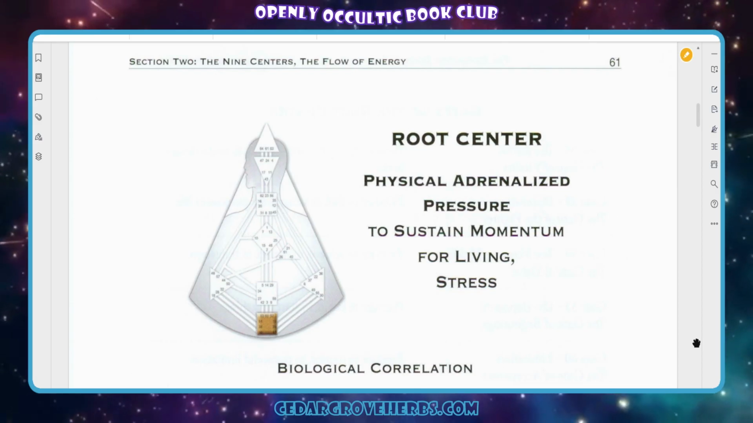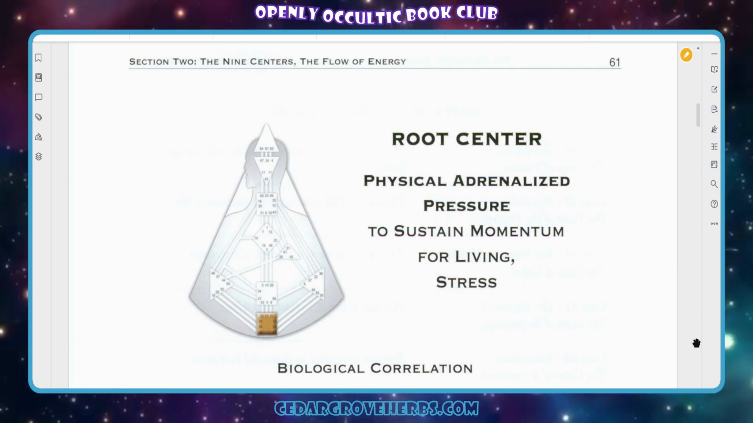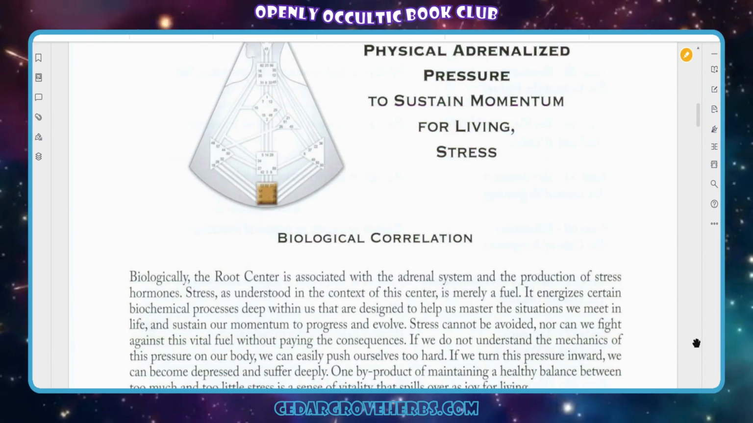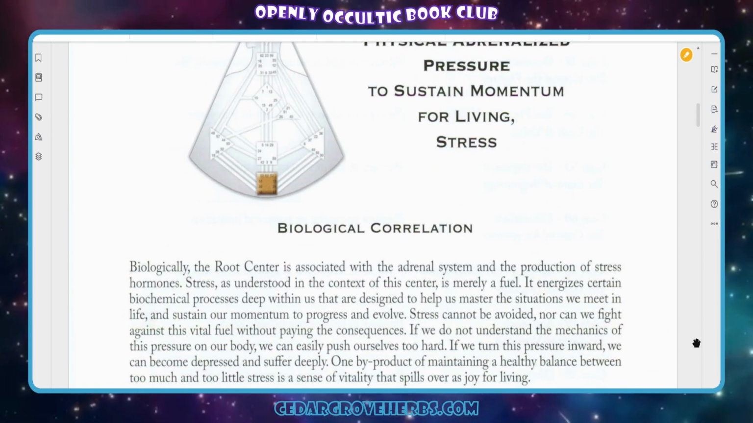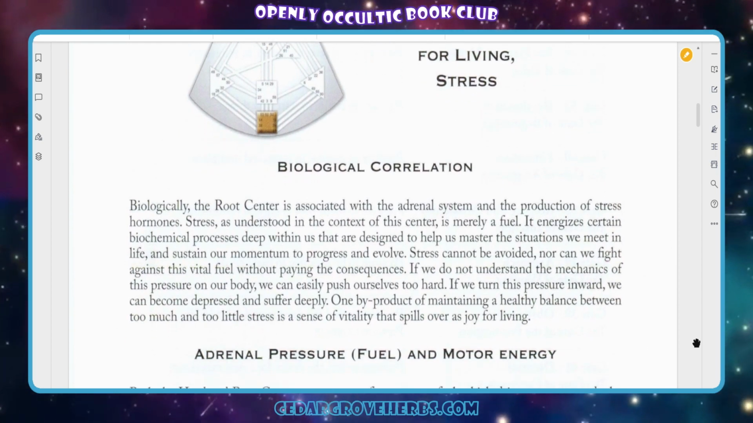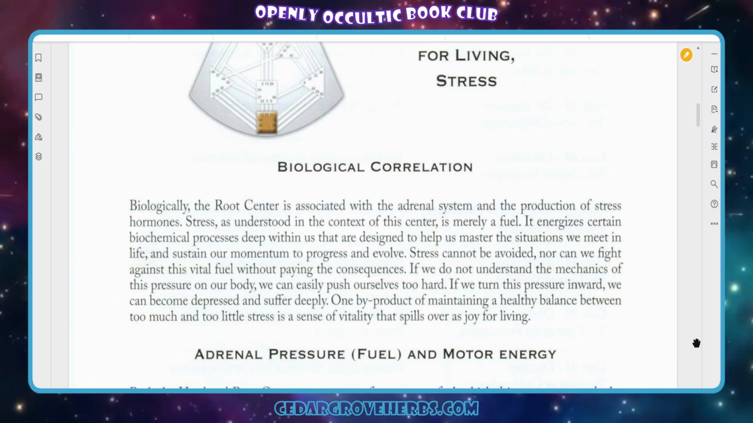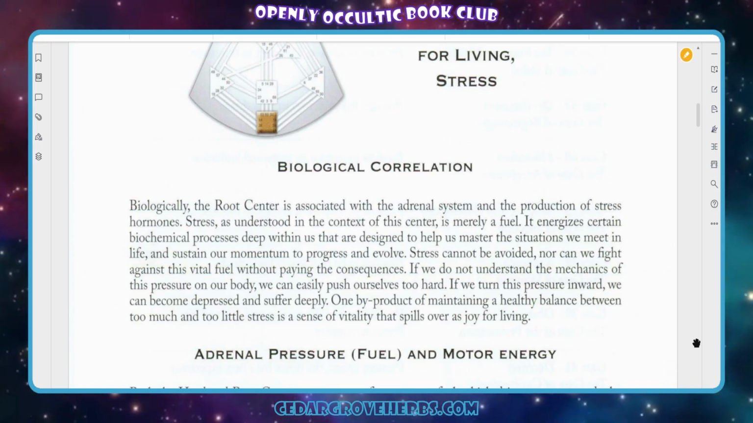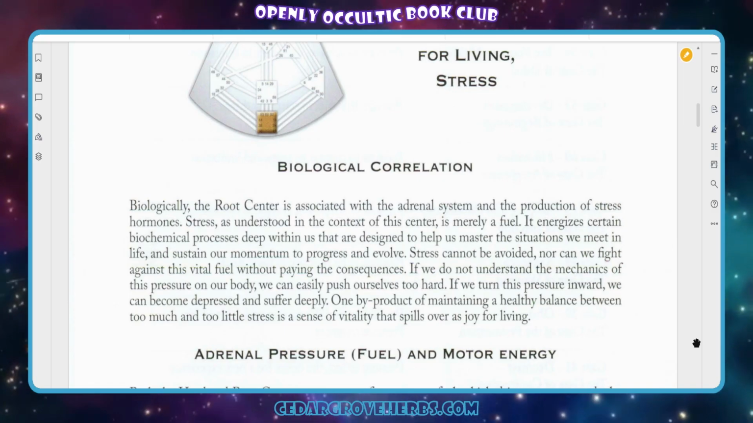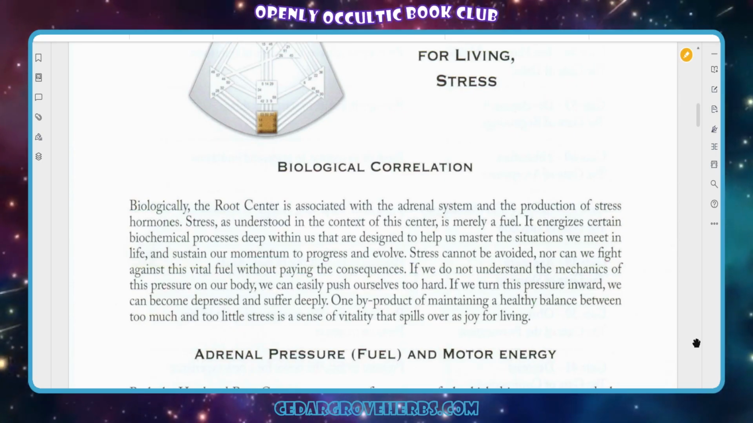All right. The root center. Physical adrenalized pressure to sustain momentum for living and stress. The biological correlation. Biologically, the root center is associated with the adrenal system and the production of stress hormones. Stress, as understood in the context of this center, is merely a fuel.